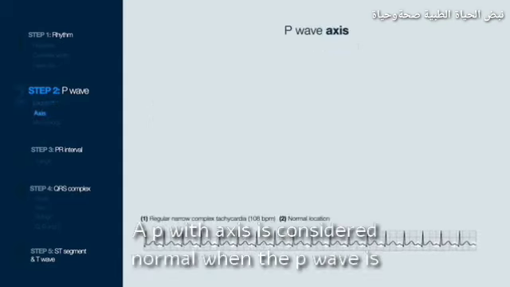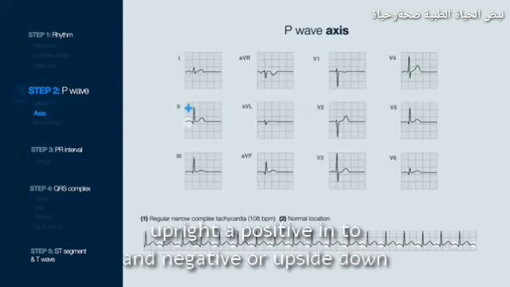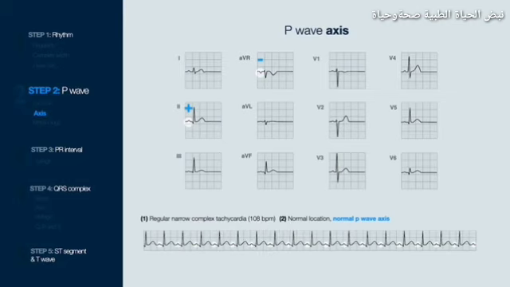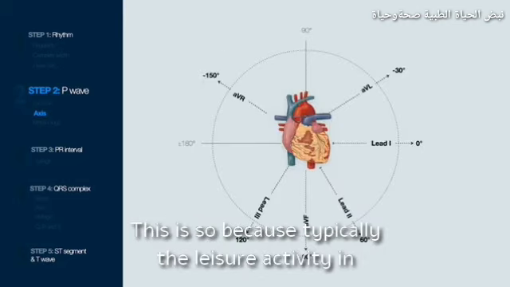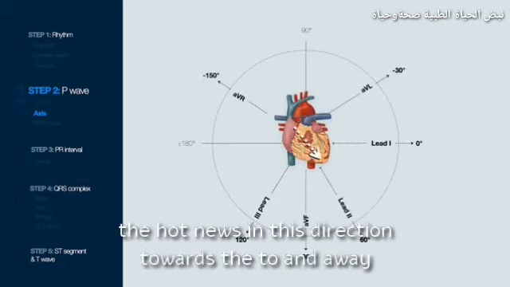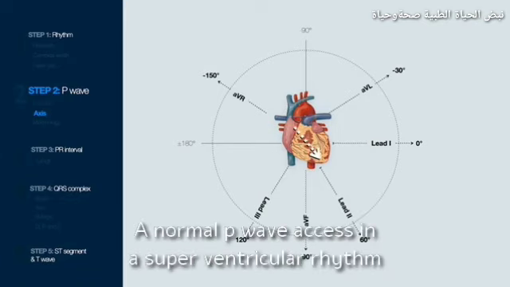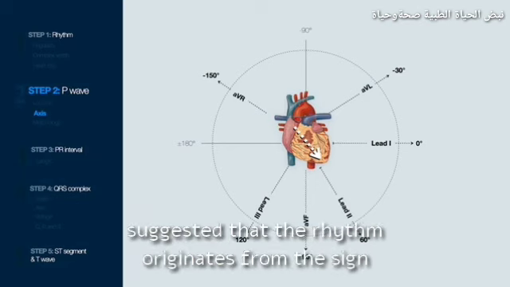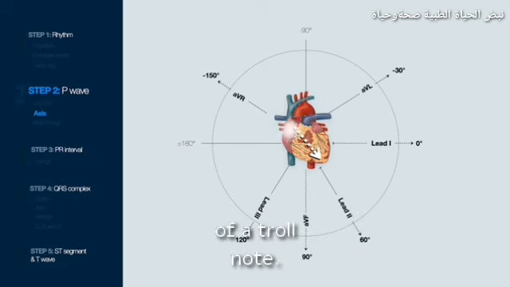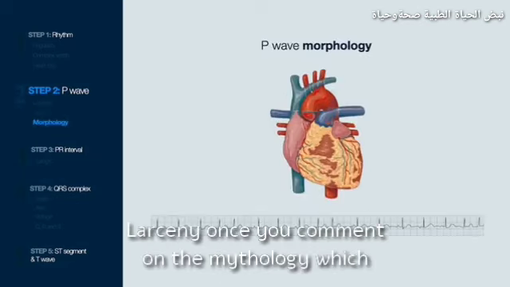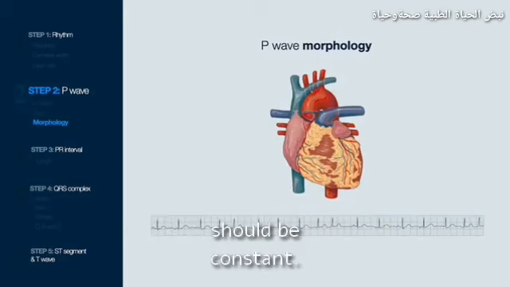A P wave axis is considered normal when the P wave is upright or positive in lead 2 and negative or upside down in lead aVR. This is so because typically the electrical activity in the heart moves in this direction, towards lead 2 and away from aVR. A normal P wave axis in a supraventricular rhythm suggests that the rhythm originates from the sinoatrial node. Lastly, one should comment on the morphology, which should be constant.